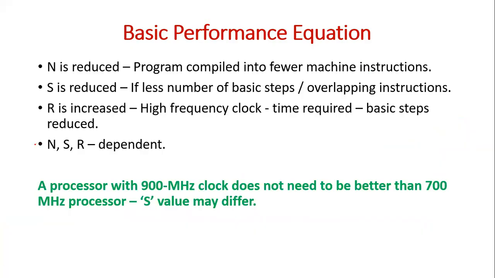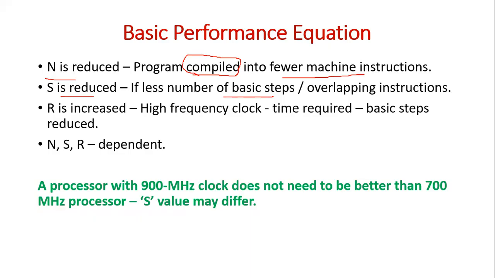N is nothing but the number of instructions that is executed. N is reduced if the compiled program contains fewer instructions. So if you are using an optimized compiler, then N can be reduced. Here comes the role of the compiler. If you are using an optimized compiler, then N can be reduced as much as possible. S is reduced if there are fewer basic steps.